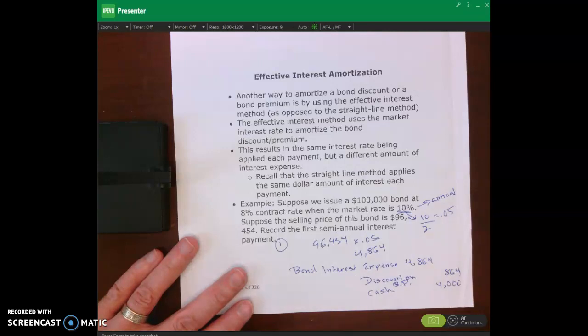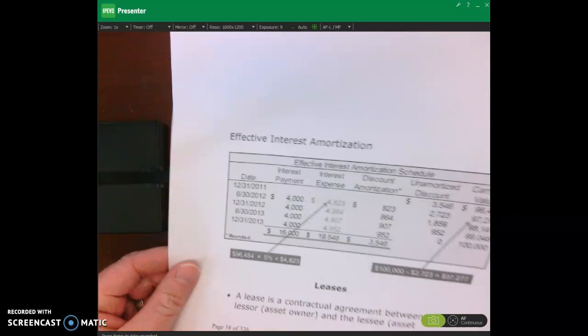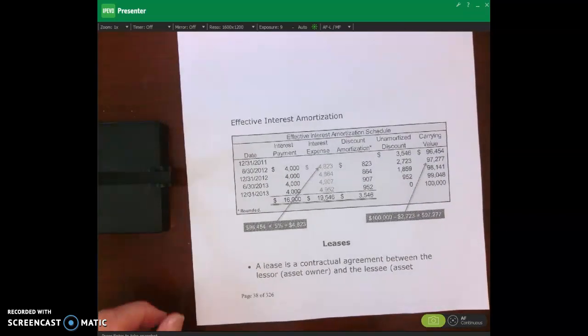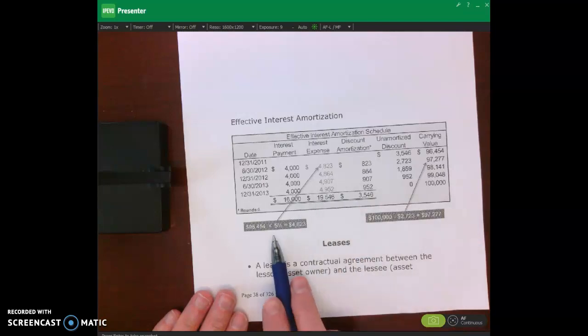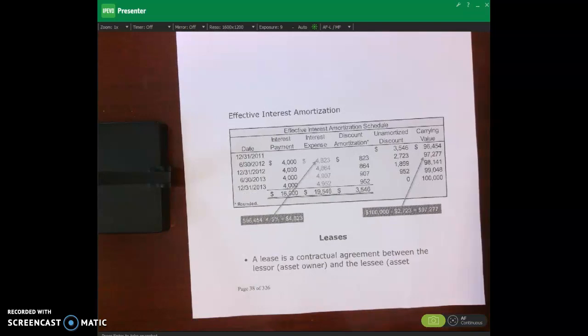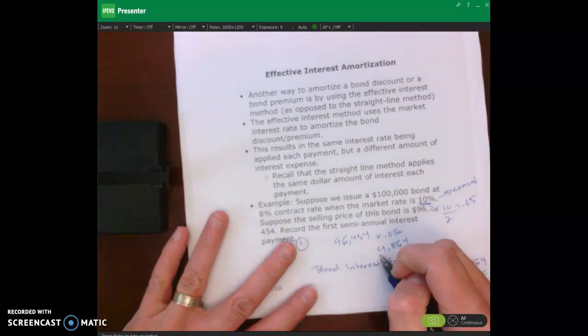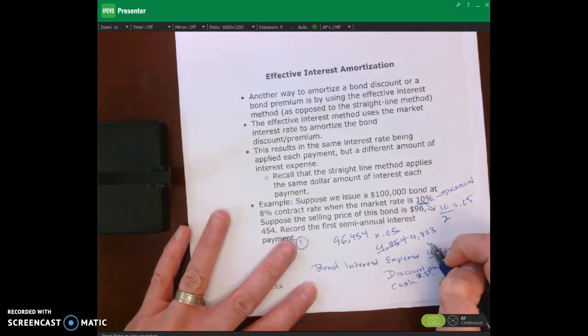Okay? Now, if we look at this table, which is on the next page of your course pack, you can see we had our 4,823, and so I actually have to cancel that out. Sorry about that. I was looking at the wrong one.